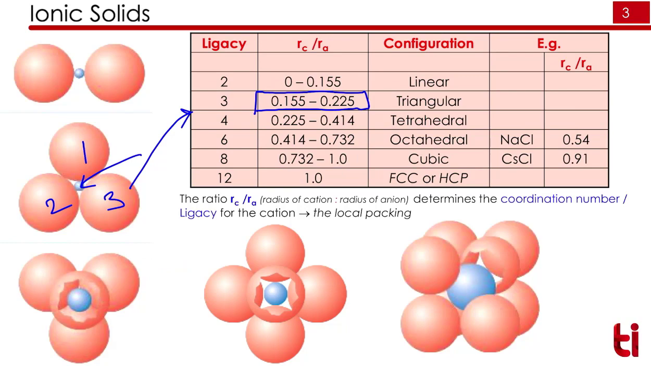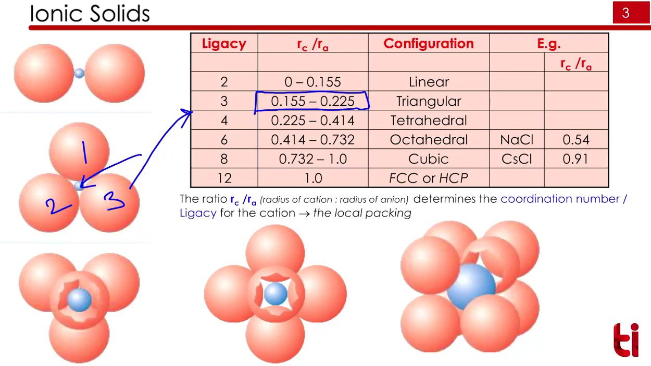If the cation touches 6 other anions, we call this coordination number 6 or octahedral configuration. So we can see that 1, 2, 3, 4, 5 and 6 anions are around, and this is the cation situated at the center. The radius ratio here is 0.414 to 0.732. A typical example is NaCl. The radius ratio for NaCl is 0.54. It lies in between this range. That's why it has octahedral configuration.